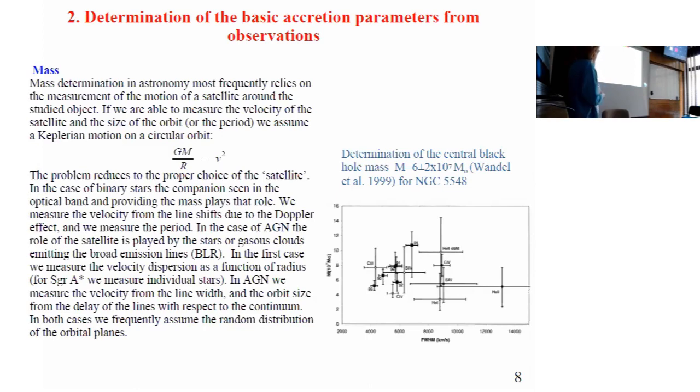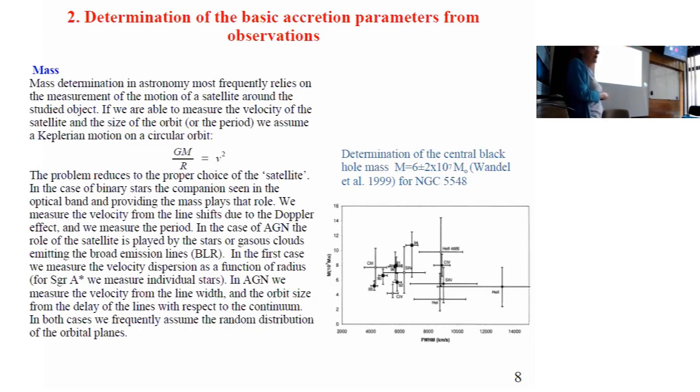Now, mass determination. Mass determination in astronomy, since, I don't know, Copernicus or whatever, right? Earlier, old Greek times, is done using Keplerian motion. So if you have a central body and if you have a satellite, you have to measure the radius, and you have to measure the velocity or the period, and then you can calculate the mass from this simple prescription. The problem only is to find the proper satellite, right?